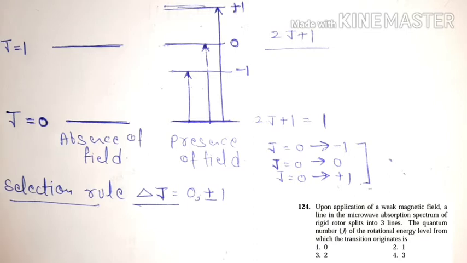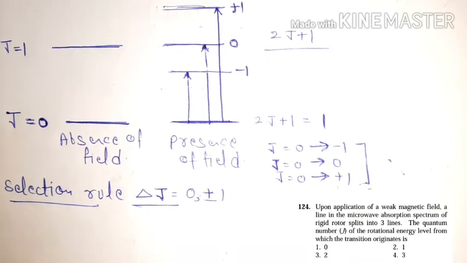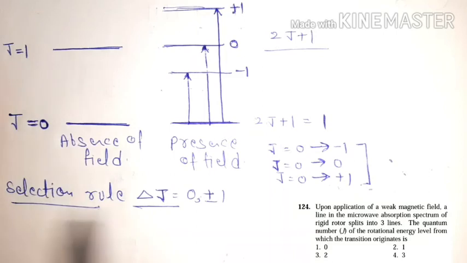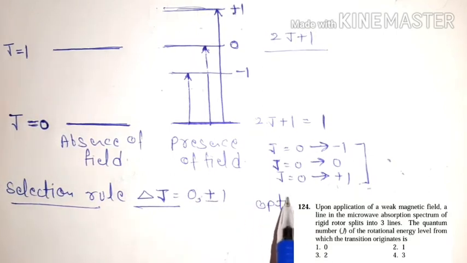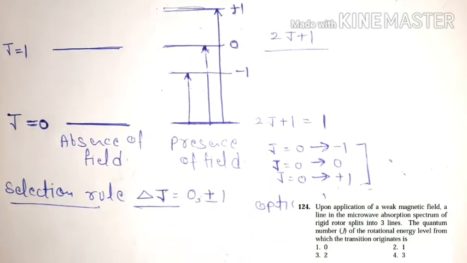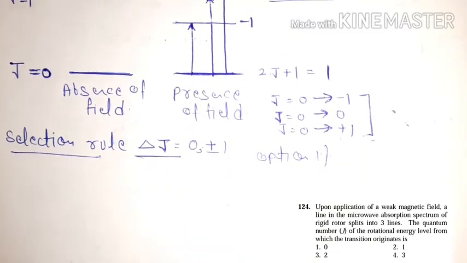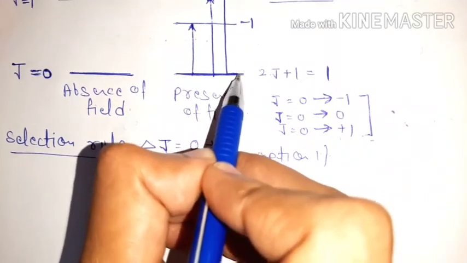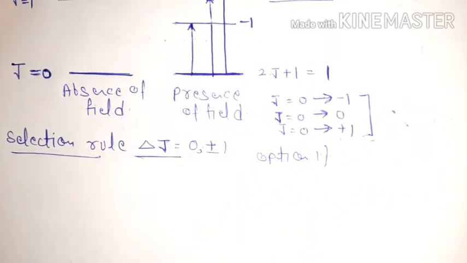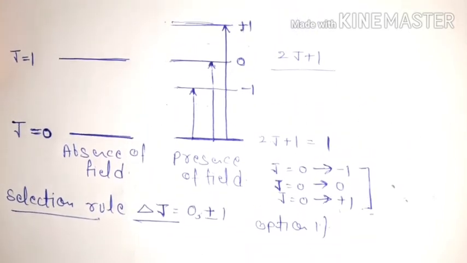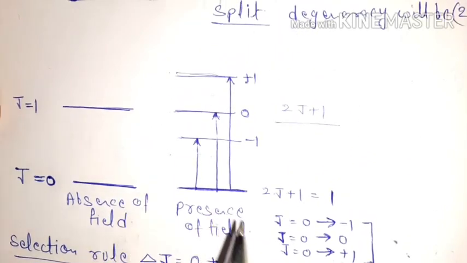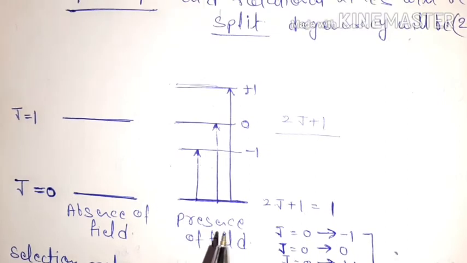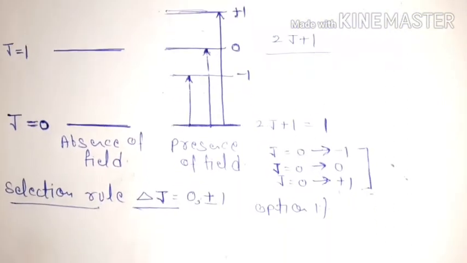So the quantum number of the rotational energy level from which the transition originates is 0. So option A is the correct answer for this question. Option 1 is the correct answer. Why option 1? Because j equals 0 is the quantum number from which the transition originates. Understand? See once again the solution of this question. Stark effect will be observed. I hope you understand it.